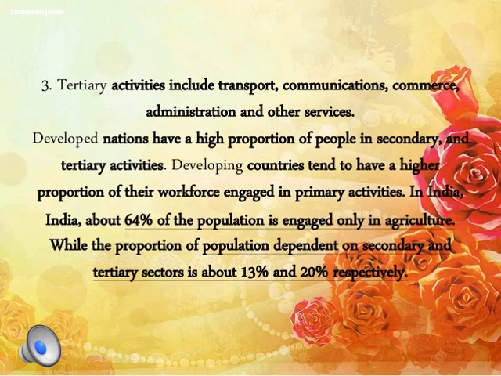In India, about 64% of the population is engaged only in agriculture, 13% are dependent on the secondary sector, and 20% are in the tertiary sector. So why is this happening? Because in recent times, people are moving towards the secondary and the tertiary sectors because of the growing industrialization and urbanization.